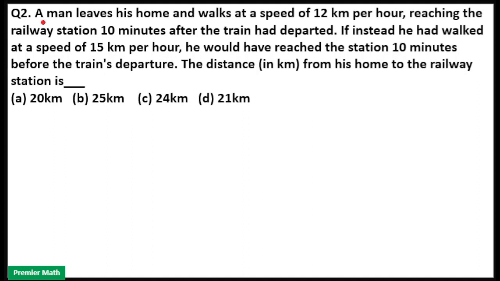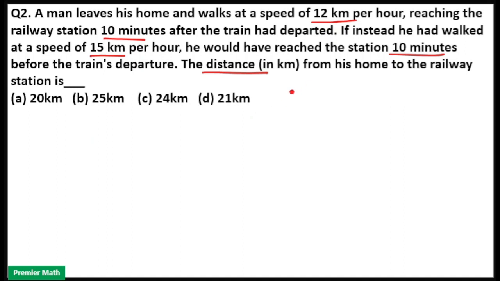Next is question number 2. A man leaves his home and walks at a speed of 12 km per hour, reaching the railway station 10 minutes after the train had departed. If instead he had walked at a speed of 15 km per hour, he would have reached the station 10 minutes before the train's departure. The distance from his home to the railway station is. So we have to find out the distance from his home to the railway station.